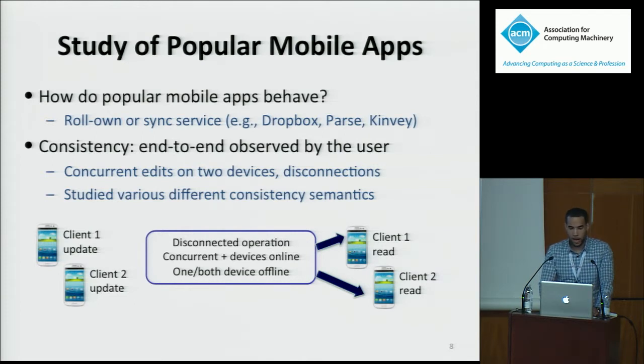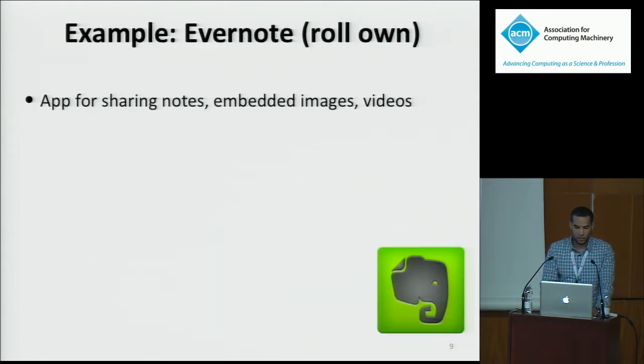We tested several apps that use tables and objects and covered a range of app categories. Some apps implemented their own mechanism, while others used existing services like Dropbox, Parse, and Kinvey. To perform the test, we used two devices, both of which performed updates and reads. We tested for concurrent operations while both devices were online, and for disconnected operations when one or both devices were offline. Let me describe our findings for a couple of these apps.